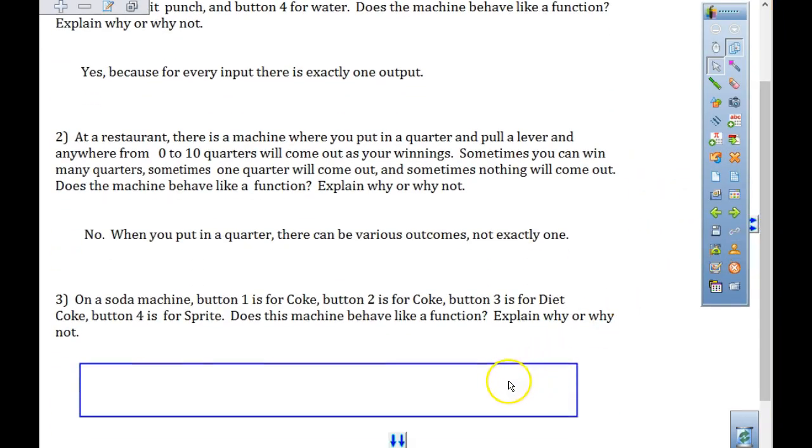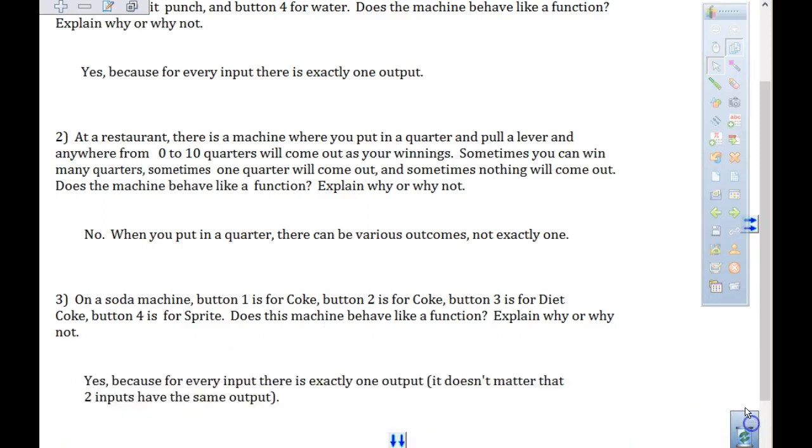So if we continue in number 3, it says you have a soda machine. You push 1 for Coke, 2 you get a Coke, 3 you get a Diet Coke, 4 you get a Sprite. Does it behave as a function for each input? Yes. And here's the key thing with this one. Each input does give us an output, and it does not matter that the 2 inputs, 1 and 2, both give us the same output. It just means that if you put in a 1, you have to always get a Coke.